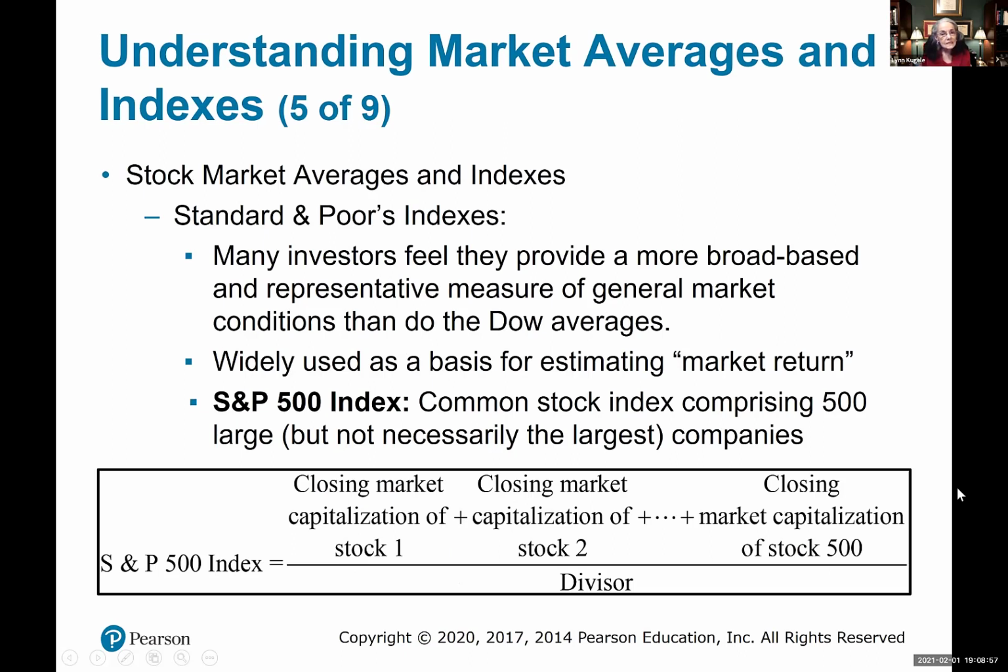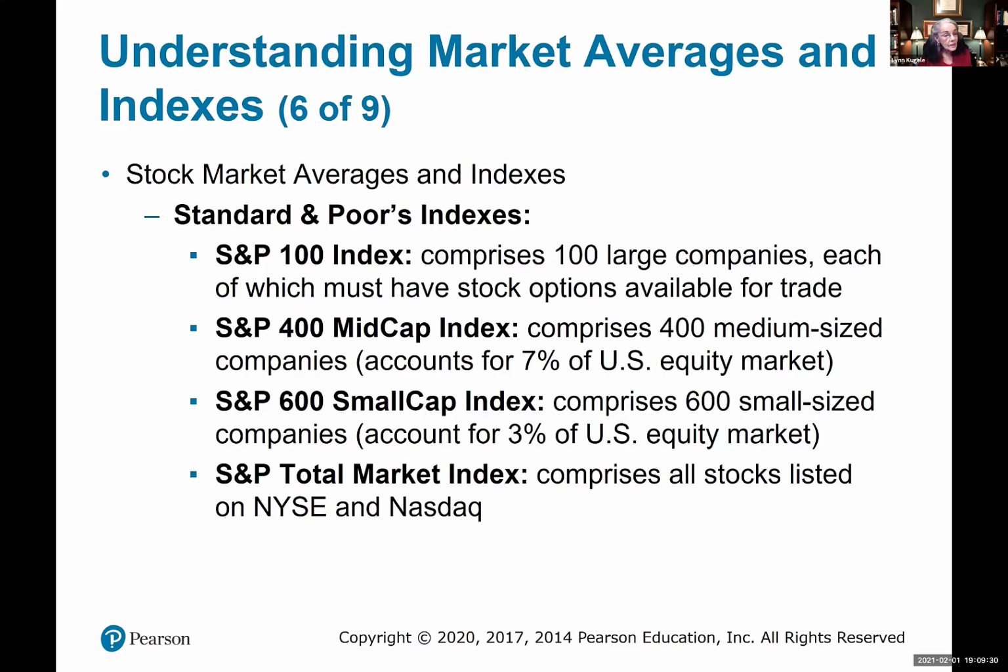Now, S&P, Standard & Poor's. This is more broad-based, the S&P 500. It is the one most widely used for market return in CAPM, the capital asset pricing model. And look at the formula. It's the closing market capitalization of the stocks. So it's, in this case, the company with the most shares times the highest stock price that's going to have the most influence on it. They also have an S&P 100, a mid cap, a small cap, a total market.